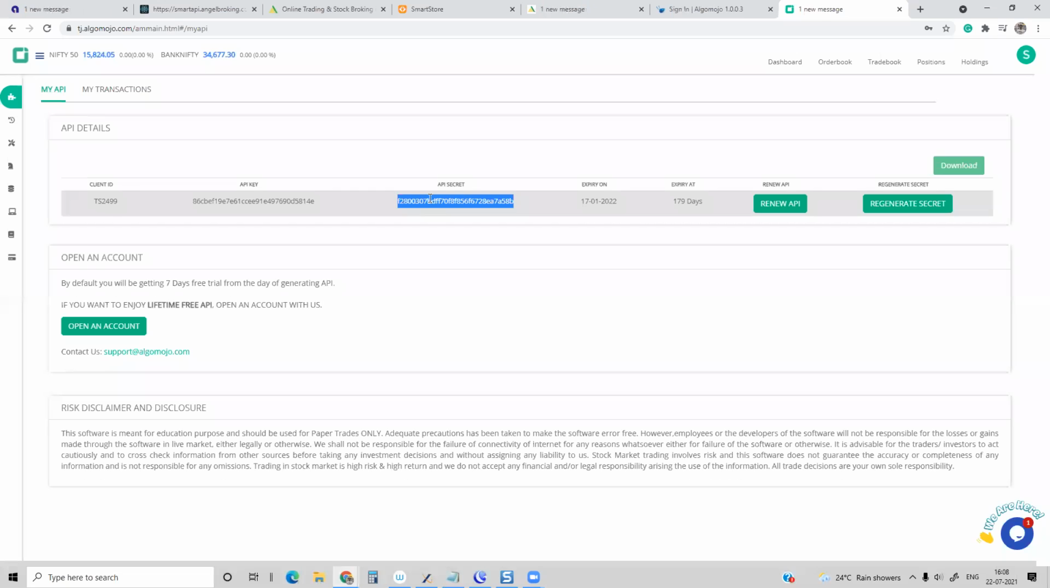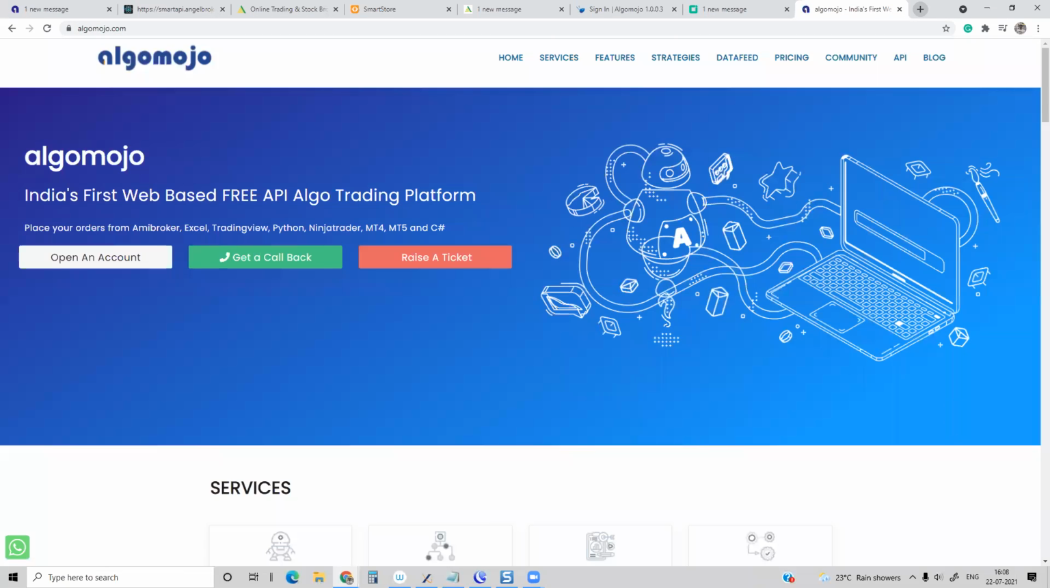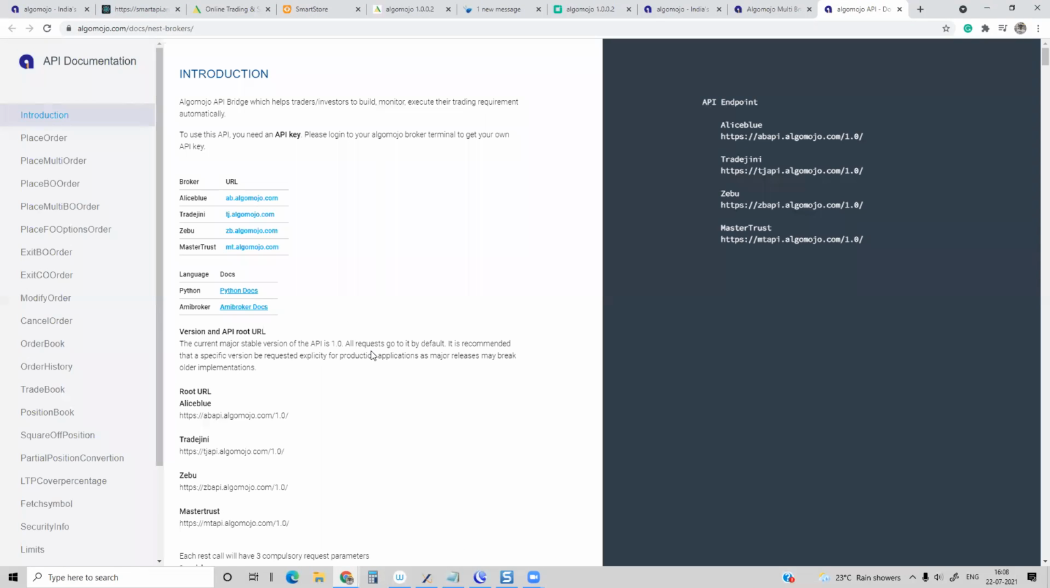So what are the things I can do? If you ask me, you can use this API key and API secret key to transmit orders to the broker. Let's say you can always go to algomojo.com. From Algomojo, you can go to the documentation, then to the API documentation here. Let's say we pull up any particular broker. You can see some of the features of those brokers.